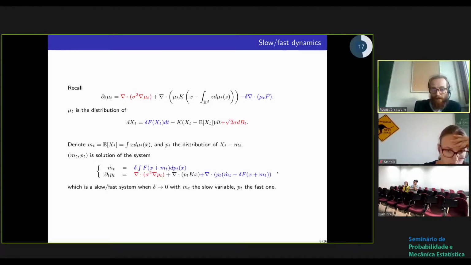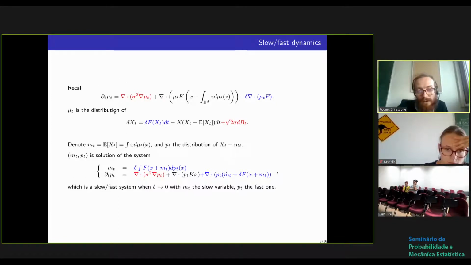Okay. So how can we prove that we have some periodic behavior for this kind of PDE? So what we do is we will look at the system as a slow-fast dynamics. So maybe it's not very clear why this system here can be seen as a slow-fast system when delta goes to 0. So to see this property, let's make some kind of change of variable.